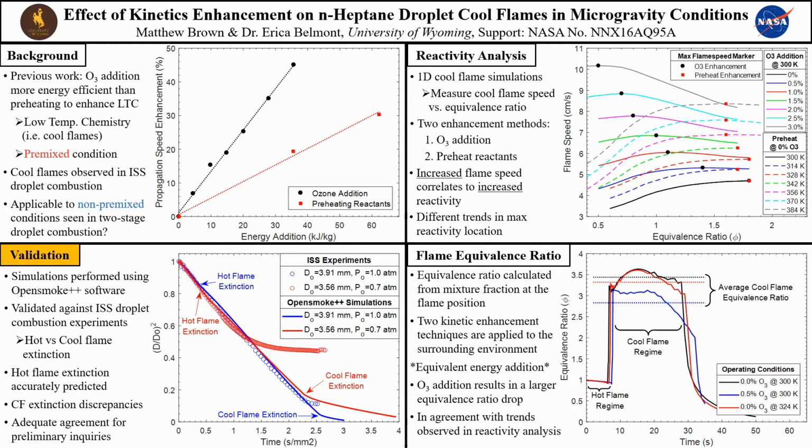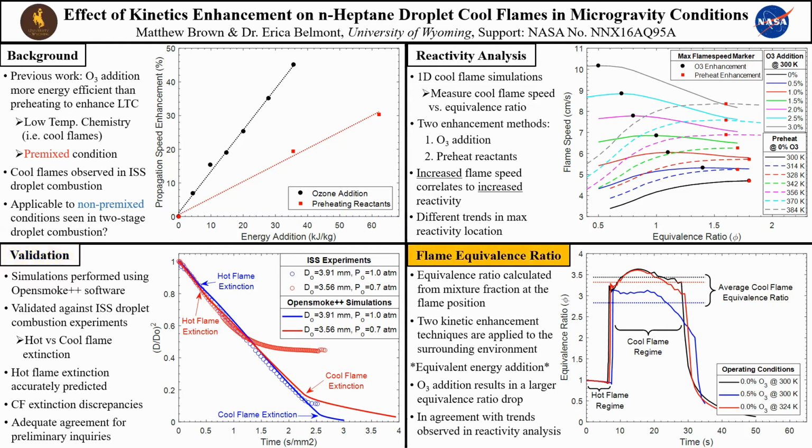The simulation adequately predicts the time of the hot flame extinction and slightly overpredicts the time of the cool flame prediction when compared to experimental data. A second validation test is performed using a smaller initial diameter of 3.56 millimeters and a lower pressure of 0.7 atmospheres, which matches the one-dimensional simulations and can be seen in red. In this case, the hot flame extinction is accurately predicted, but the simulations overpredict the duration of the cool flame by a significant amount of time. This is concerning and is subject to ongoing inquiry. However, we feel that the simulation has been validated enough for us to begin preliminary inquisitions.